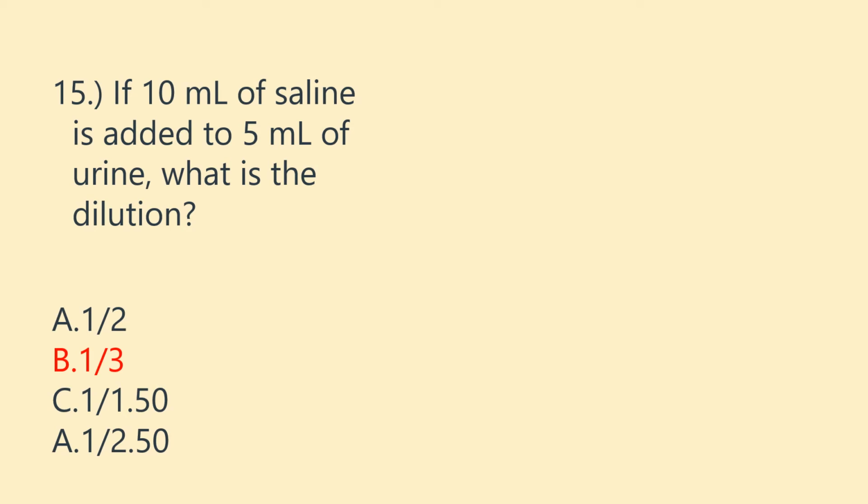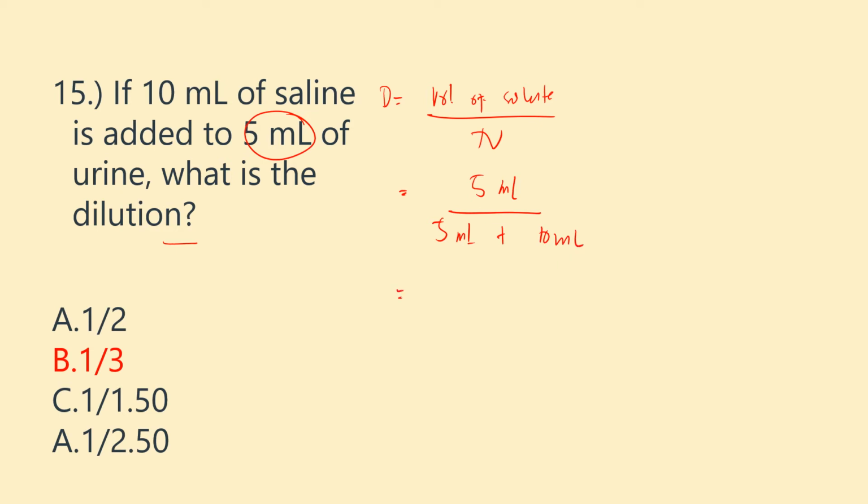Number 15, if 10 ml of saline is added to 5 ml of urine, what is the dilution? Okay, so dilution is equal to volume of solute over the total volume of the solution. Okay, so what is the volume of the solute? It is 5 ml. 5 ml over the total volume. So you have 5 ml plus 10 ml of saline. Okay, so you have 5 over 15 ml. So the final dilution or the tube dilution is 1 over 3.